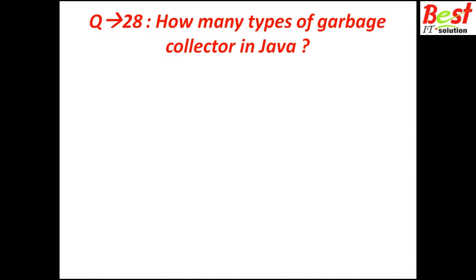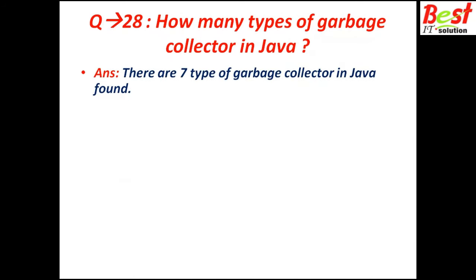How many types of garbage collector are in Java? This is mostly asked in interviews. There are 7 types of garbage collectors found in Java, like Serial GC and Parallel GC. The serial garbage collector works serially, one by one; the parallel garbage collector works in parallel. It is faster than the serial garbage collector, as the name suggests.